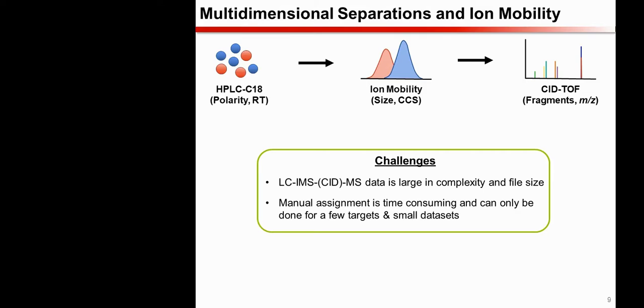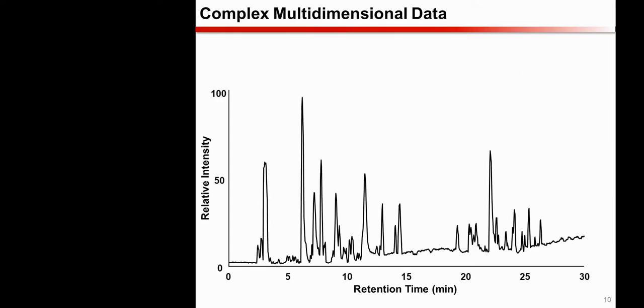And so while there are many benefits to using ion mobility, there are also challenges. The multidimensional data that we get is very large in complexity and file size, and manual assignment can be time consuming and can only be done for a few targets with small data sets. And so here we have an example of what that complex data might look like.